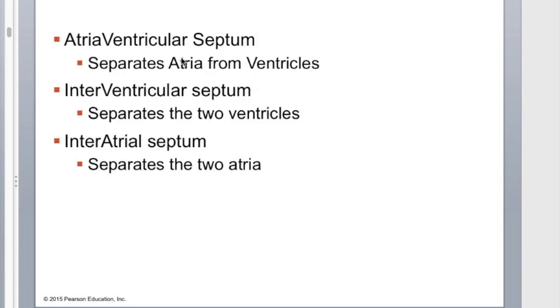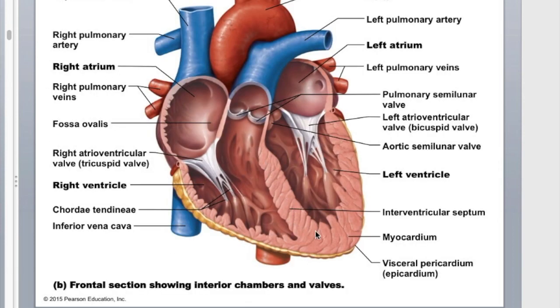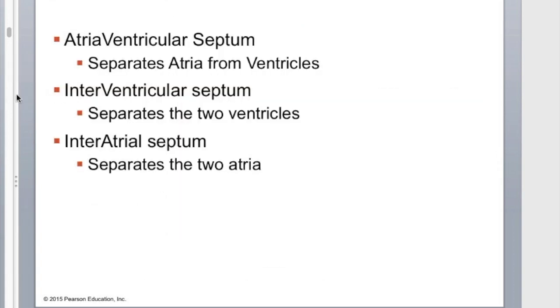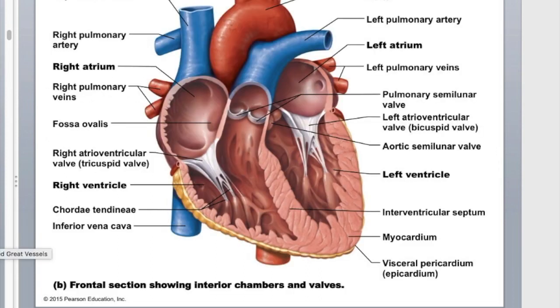So in looking at this, you've got separations between the ventricles and the atria. Here is your interventricular septum right here. That's the wall between the two ventricles. You've got an interatrial septum that separates the two atria. And then you've got the atrioventricular septum, which separates the atrium and the ventricles from each other.